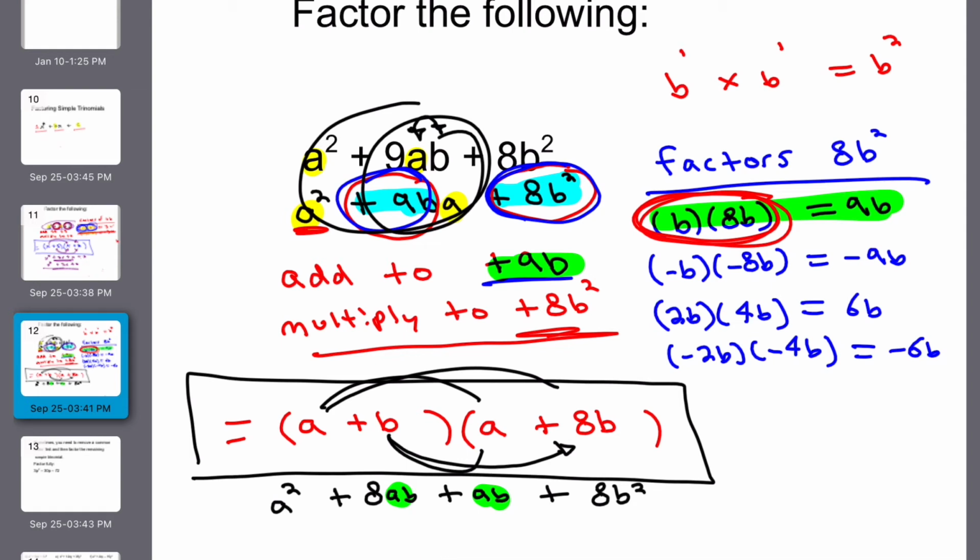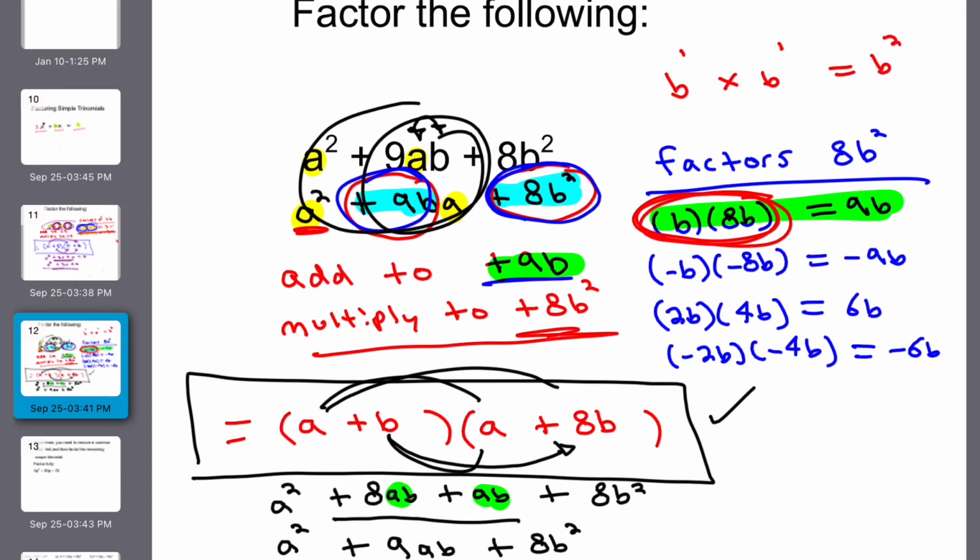Okay, and then you just clean this up. 8ab's plus ab's, 1ab. You now have 9ab's. Everything else is the same: a squared plus 8b squared. And what do you know? That's the exact same as our original question there: a squared plus 9ab plus 8b squared. So we know that we factored this simple trinomial correctly.